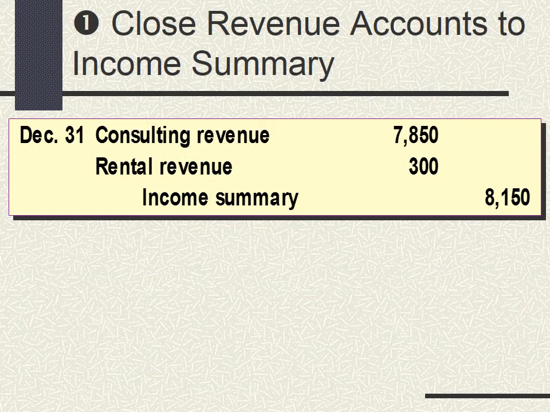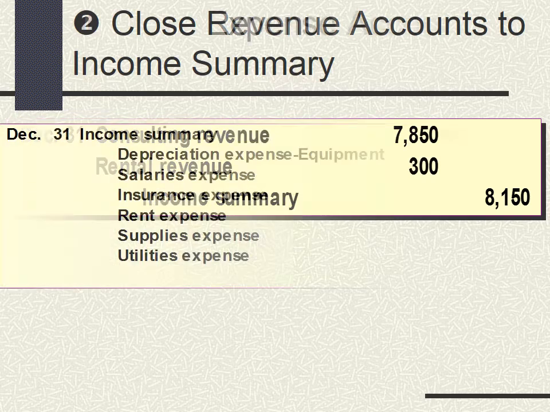So let's summarize this in journal entries. No explanations here, but this might be what one looks like. Close revenue, and this is a little strange, so it might look a little different to you now. Revenue has a debit in it, and that's because we're closing. This company has 2 different types of revenue, consulting and rental. We close this to income summary.